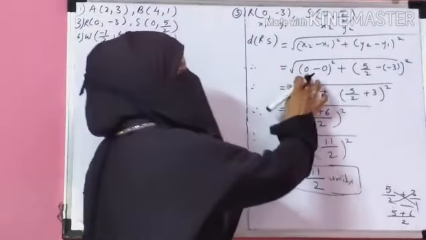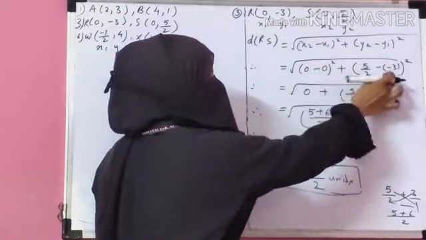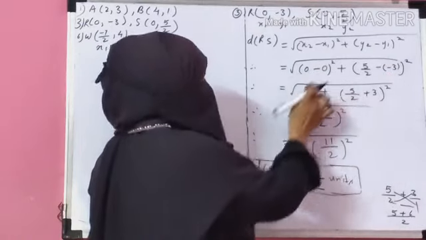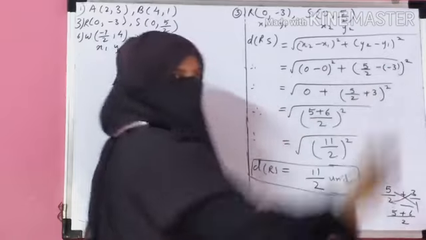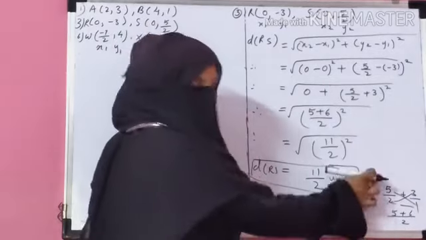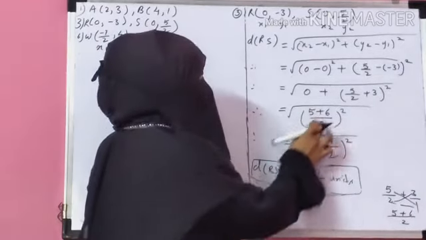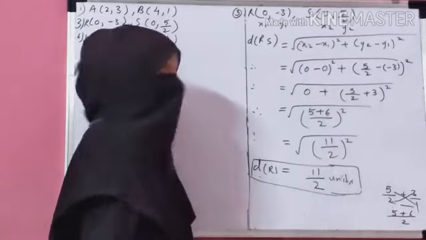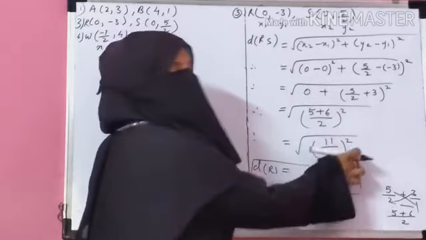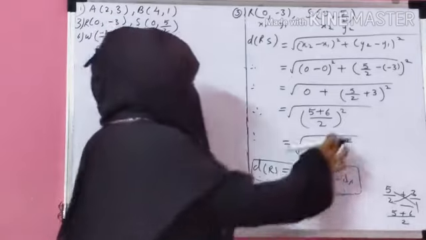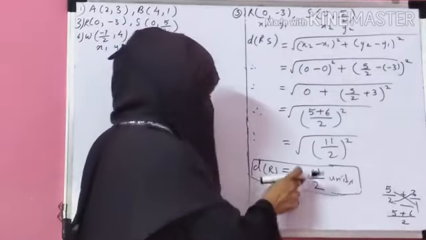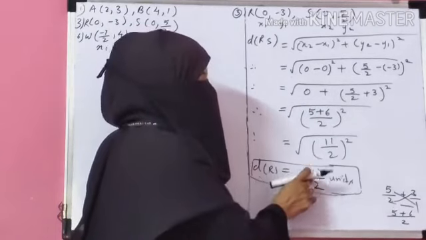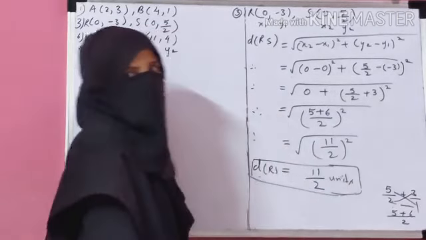Now substitute the values. After substituting the value, now add them. (0 minus 0) whole bracket square, 5 upon 2 minus minus is plus 3 whole bracket square. Now solve this fraction. Then you get 5 plus 6 upon 2 whole bracket square. So it becomes 11 upon 2 whole bracket square. Square and root simultaneously on the same number, so they will cancel. So your answer, distance between point R and S, is 11 upon 2 units. Okay.